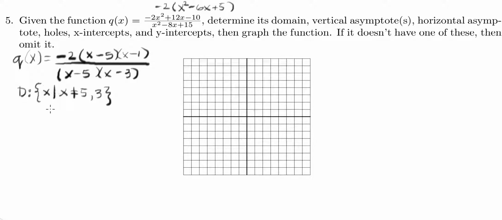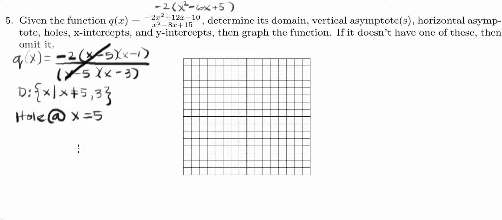Second part, once you've done that, you can cancel. So we're going to cancel these guys out right there, the x minus 5. And in class, we said that that indicates that we have a hole. So we now know that we have a hole at x equals 5, and we need to figure out what that hole is.